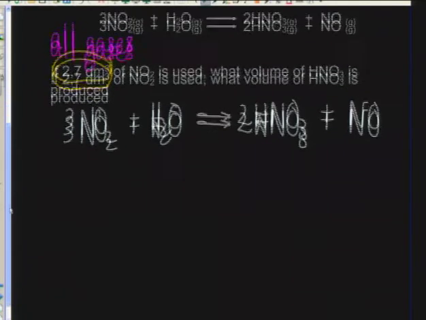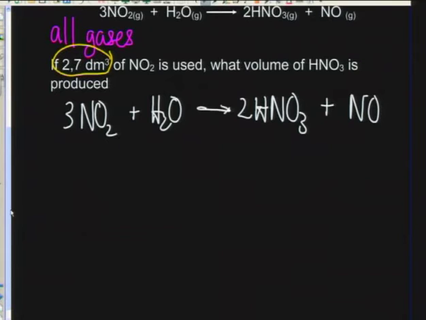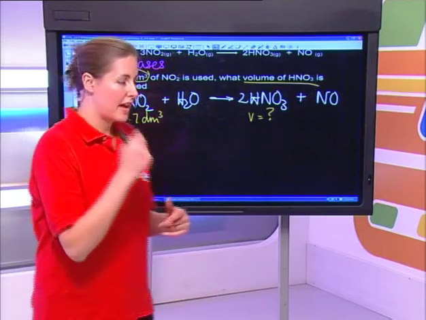Now we need to look at what we're being asked to do. We've got a volume here. V is equal to 2.7 decimeters cubed. Okay? I'm putting that information directly underneath nitrogen dioxide, and my question is, what volume of HNO3? So next, underneath this one, I'm putting volume equals question mark, because that's what I'm going to want to find. Now, what did we say about the mole calculations? Mole roots convert to number of moles, and then we can compare. So let's do that first.